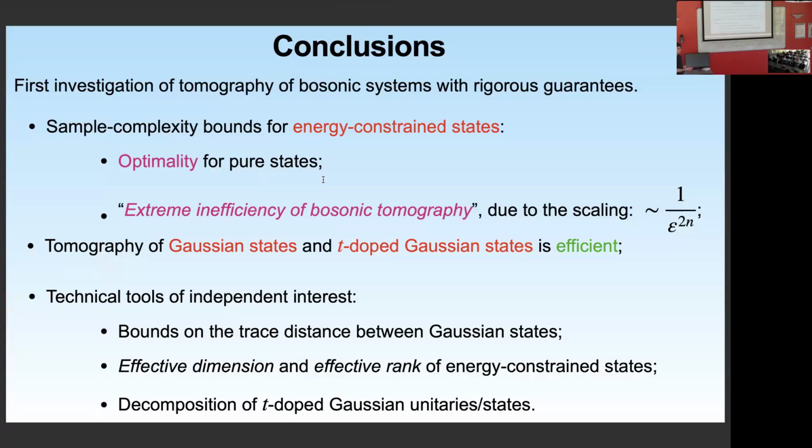simple bounds. For example, not like the fidelity bounds, which are highly complicated, but simple bounds in terms of the norm difference of the covariance matrices. And we also have these notions of effective rank of energy-constrained states or moment-constrained states, and also this decomposition of doped Gaussian unitary states, Gaussian unitary and states.